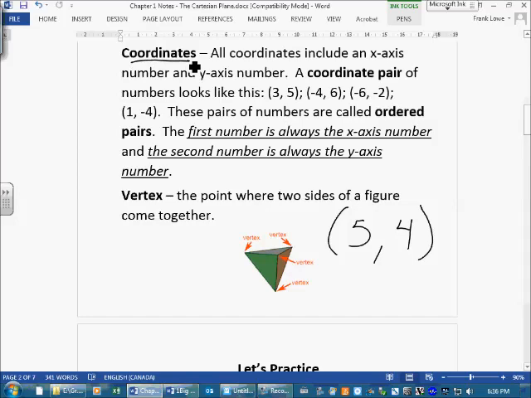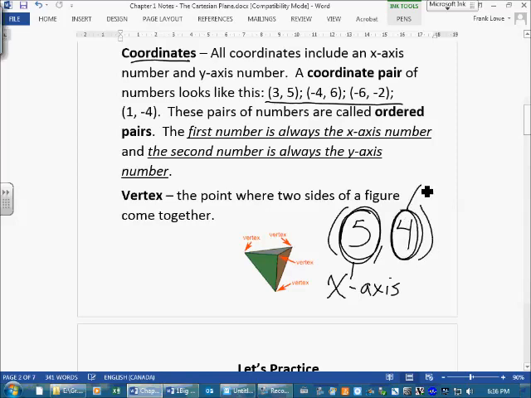It says, all coordinates include an x-axis number and a y-axis number. And it gives examples of what they look like. These are all ordered pairs or coordinate pairs, whichever you want to call them. Now the first number in an ordered pair is always the x-axis. It's always the number as it sits on the x-axis. The second one is always the number as it sits on the y-axis.